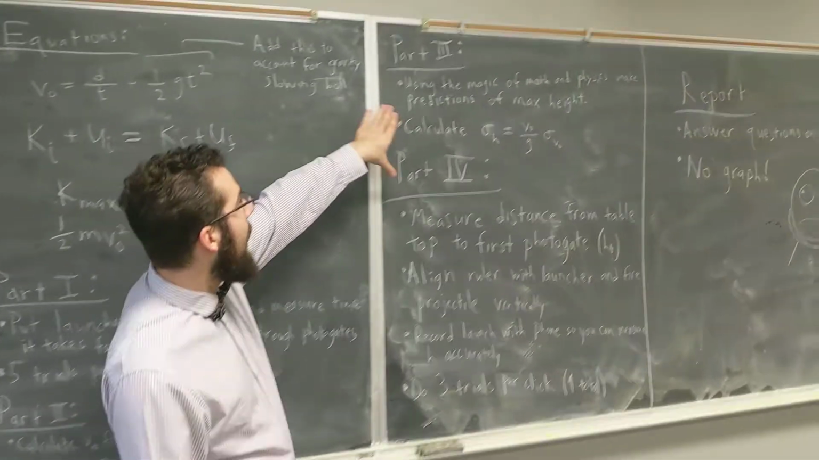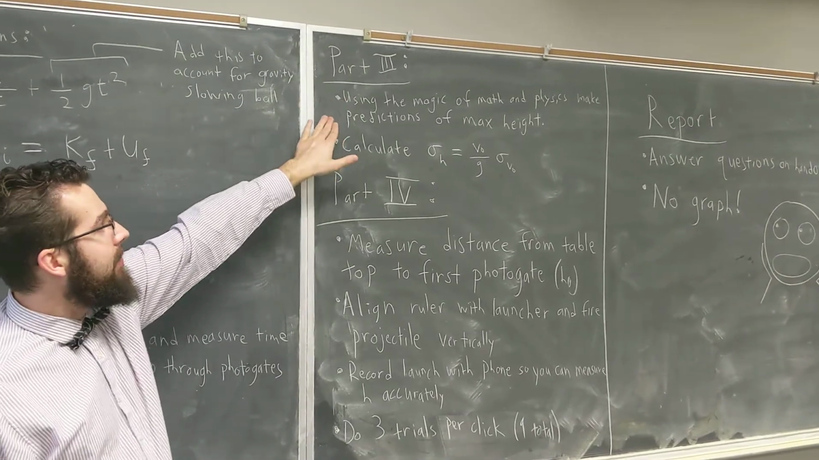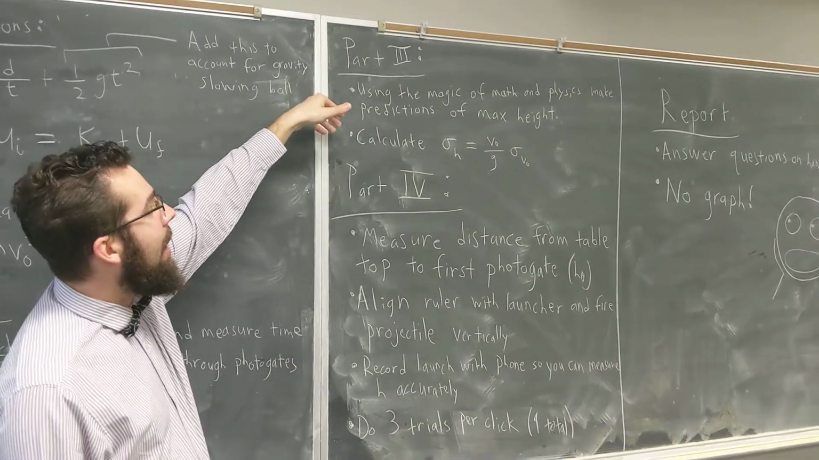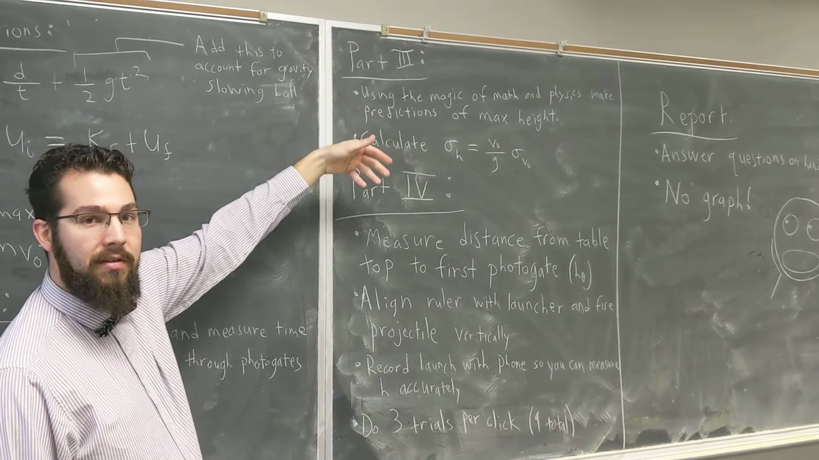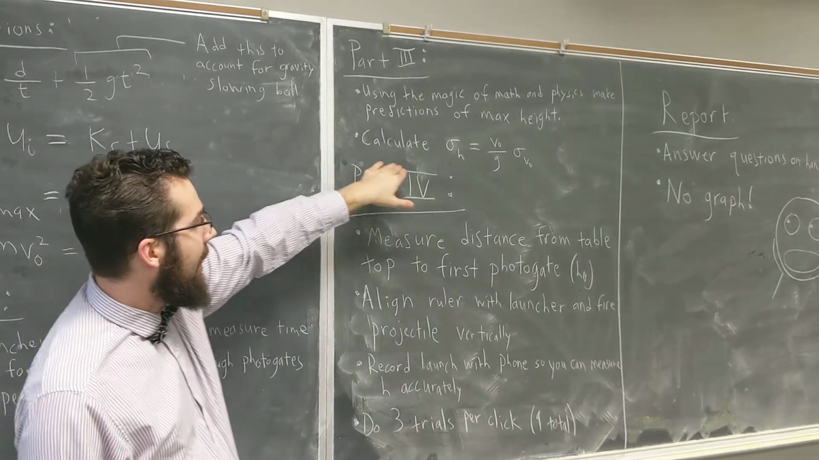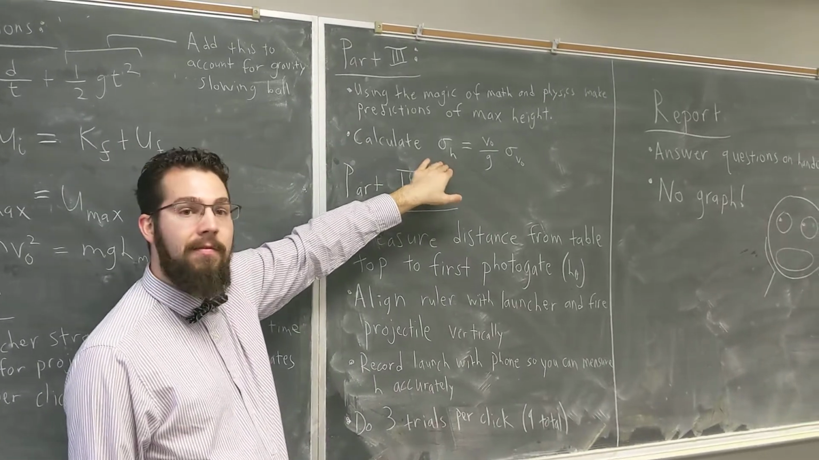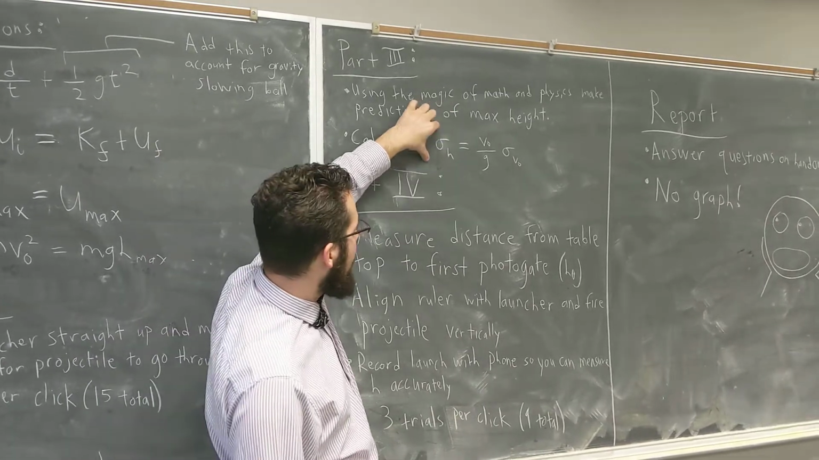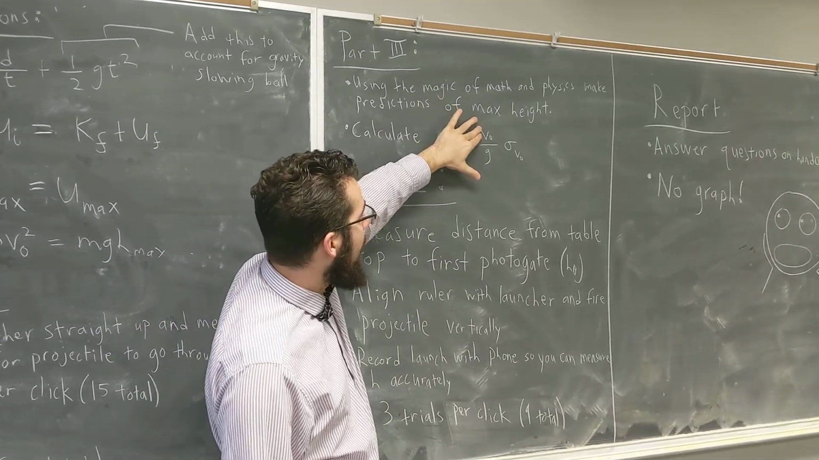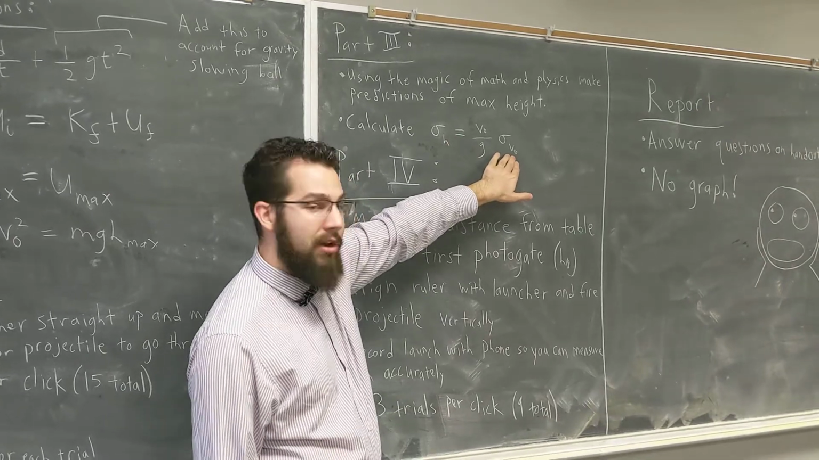In part 3 of the lab, you'll use the magic of math and physics to make predictions of how high the max height will be using the initial v naught you have, and then you'll calculate the standard deviation of the mean for the max height using this equation here, where this is just the v naught, g, and then the standard deviation of v naught.